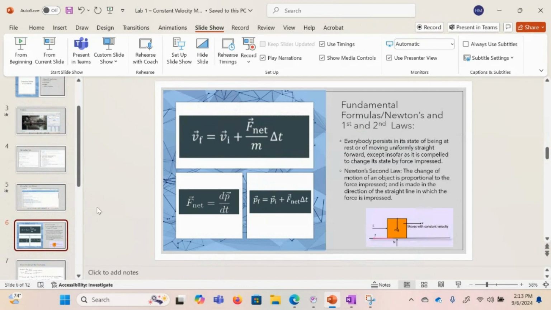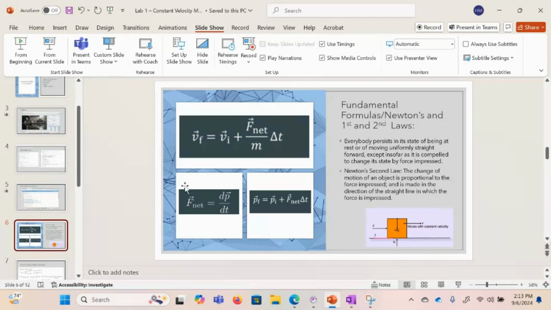For this lab, we use the fundamental physics principles, Newton's first and second laws. The first law states that an object in motion will stay in motion unless acted upon by another force. Newton's second law states that the force acting upon an object is the product of mass and acceleration, F equals ma. If the foam ball is in constant velocity, that means no force should be acting upon the ball. And with no force, there will be no acceleration.